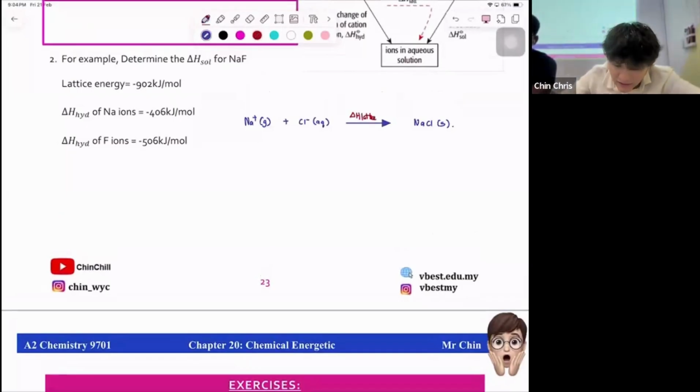Alright, guys, let's say it turns into, okay, bro, why got equals here? Gas here, bro.